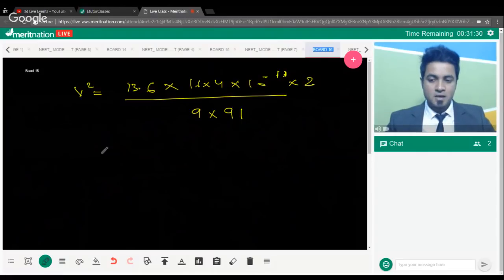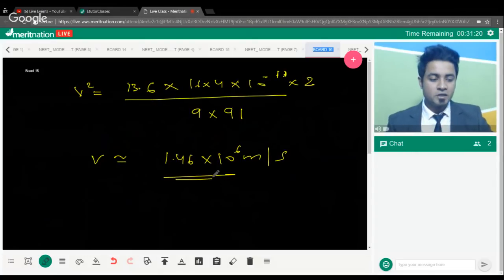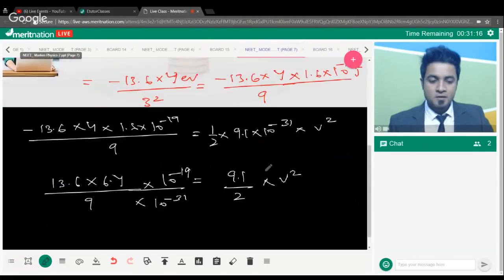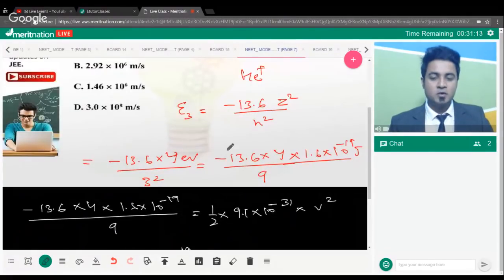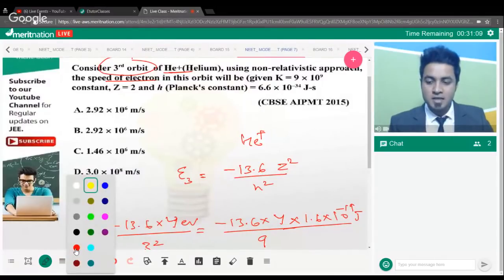Okay, and we will come out from here as 1.46 into 10 power 6 meter per second. It will give you something this much. Check the calculation, guys, and you can just do it on your own. So again, here also the C has to be the correct answer.